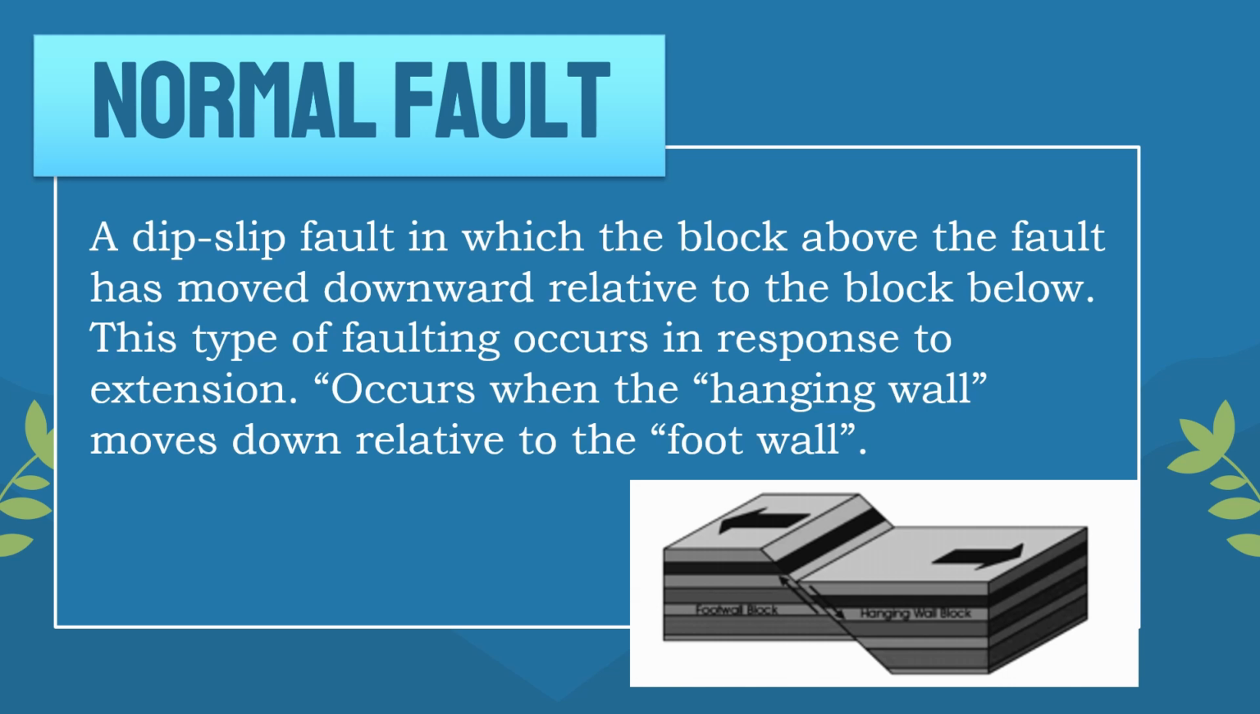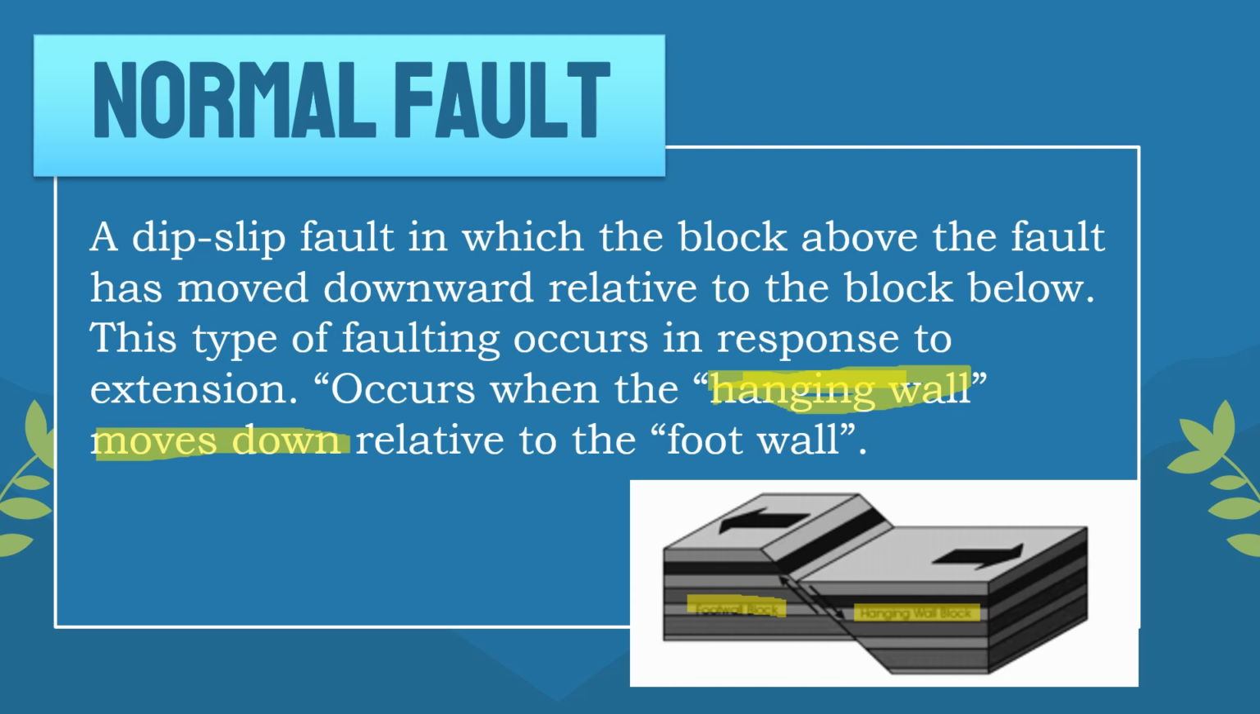Okay, para mas madaling maintindihan, ang faults ay merong dalawang parts. Yun yung tinatawag na foot wall at saka hanging wall. Sa normal fault, ang hanging wall yung bumababa. Okay? So, sa normal fault, bumaba ang hanging wall. So, naging mataas ngayon si foot wall. Kaya dito sa figure natin, mukhang mataas si foot wall kasi bumaba yung hanging wall.